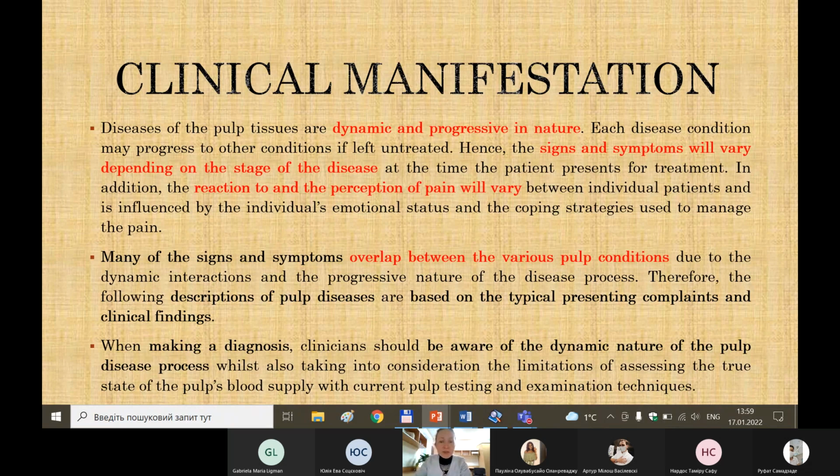Therefore, the following descriptions of pulp diseases are based on the typical presenting complaints and clinical findings. When making a diagnosis, clinicians should be aware of the dynamic nature of the pulp disease process, while also taking into consideration the limitations of assessing the true state of the pulp's blood supply with current pulp testing and examination techniques.